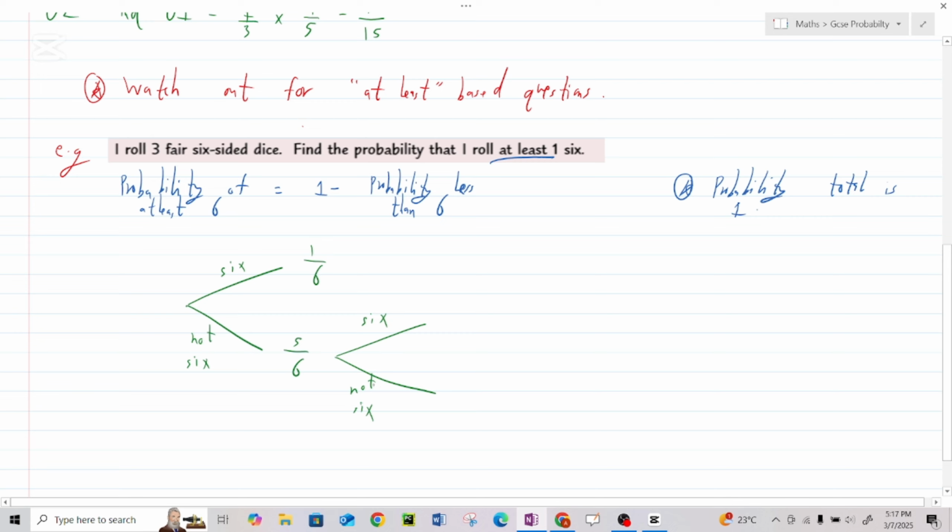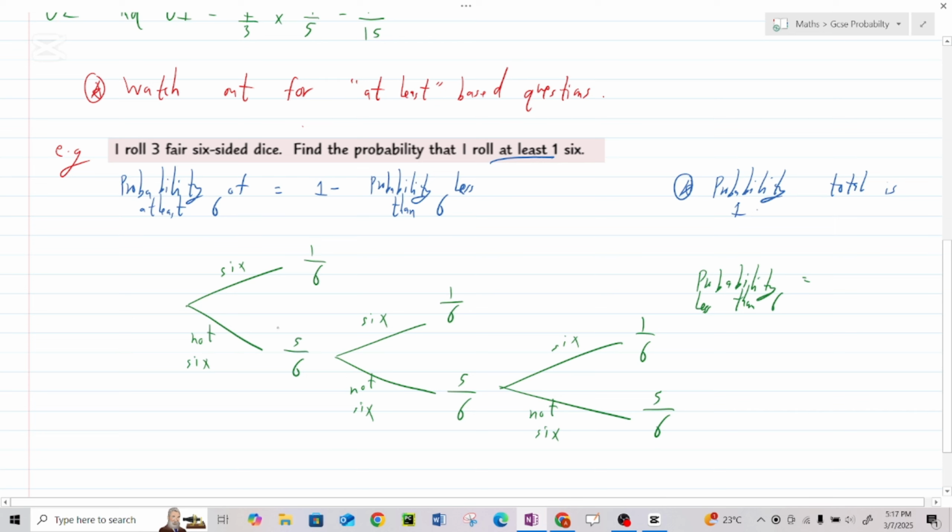So we're going to do this 3 times. You get 6, 1 by 6, not get 6, 5 by 6. Again, you get 6 and not 6 is going to be 1 by 6 and 5 by 6. What do you want to find? Probability less than 6. Less than 6 is going to be what? 5 by 6 times 5 by 6 times 5 by 6. Why? Because they're all in the same branch. That's why we're going to multiply them.